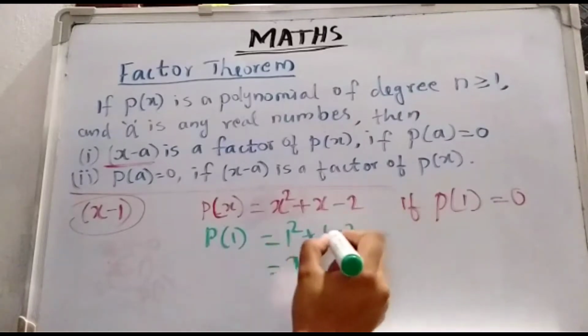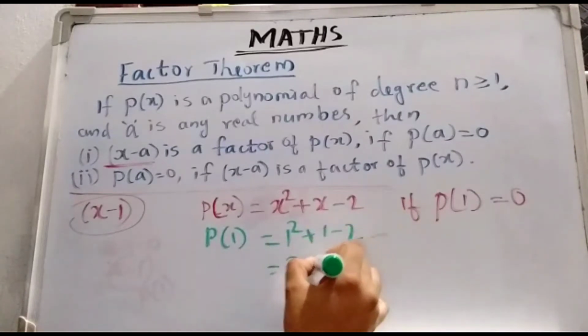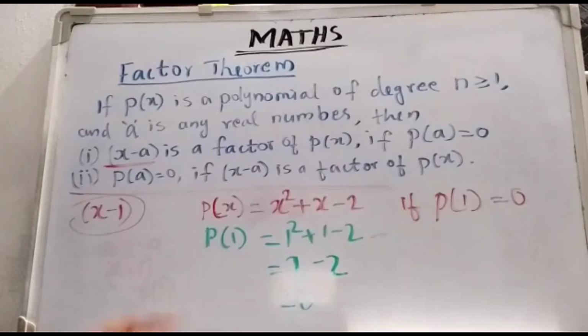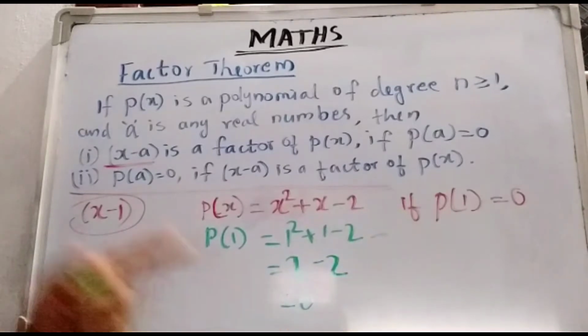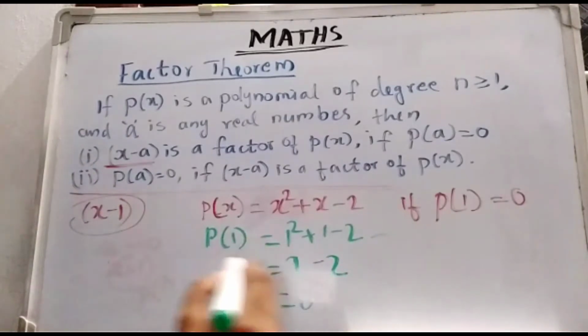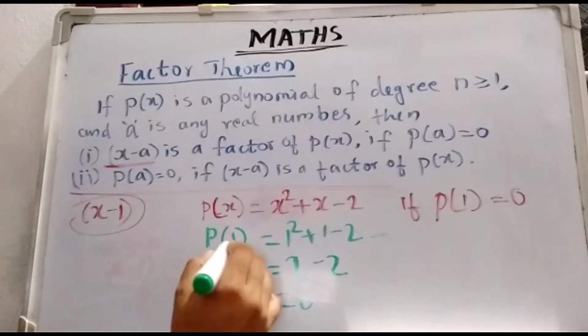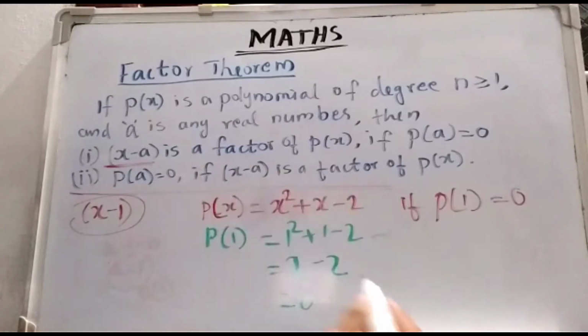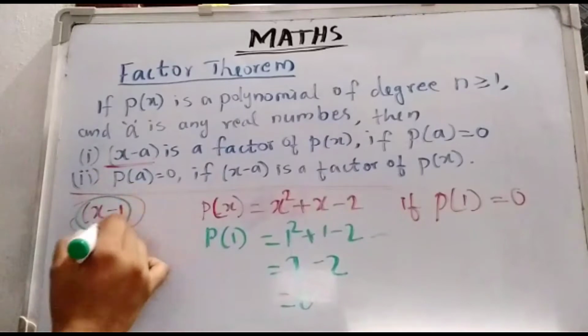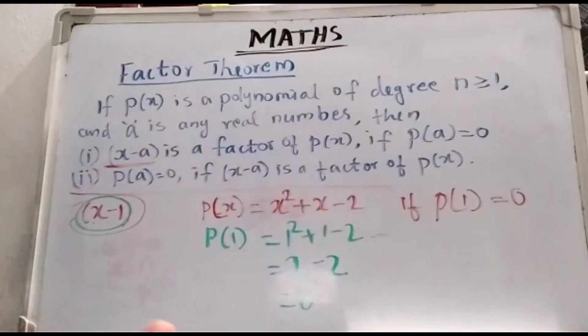1 square, 1 plus 1 minus 2, that is 0. So here P of 1 is equal to 0. So we can say that x minus 1 is a factor of this polynomial. Clear? Here P of 1 is equal to 0.